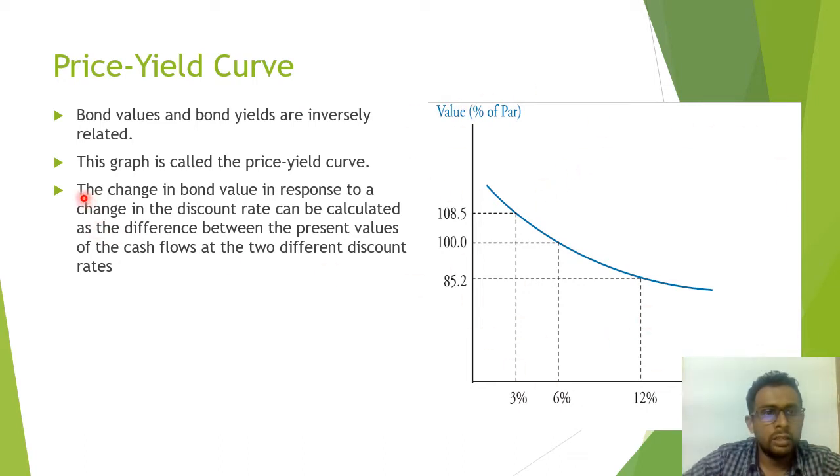So the change in bond value in response to a change in discount rate can be calculated as the difference between the present values of the cash flows at two different discount rates, that is being shown here. If you see this graph, as the discount rate goes up, the value of the bond decreases, and as the discount rate goes down, the value of the bond increases. This is because of the inverse relationship between bond values and bond yields, because of the discount rate factor that affects the expected future cash flows.